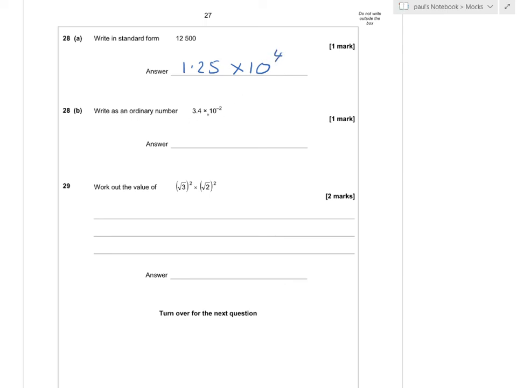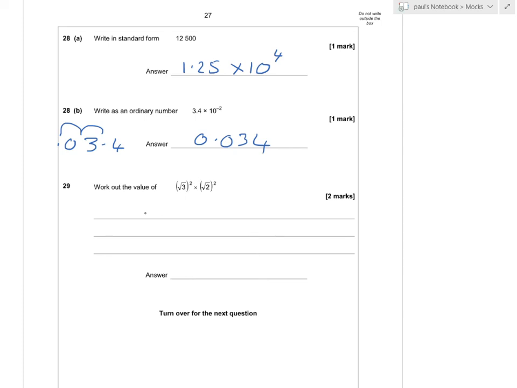Write that as an ordinary number. So I'm going to go from my 3.4. I'm going to go over here, 3.4, and I'm going to go left 2. 1, 2. So that becomes 0.034.